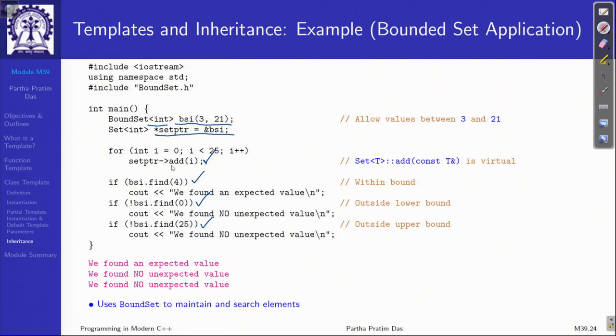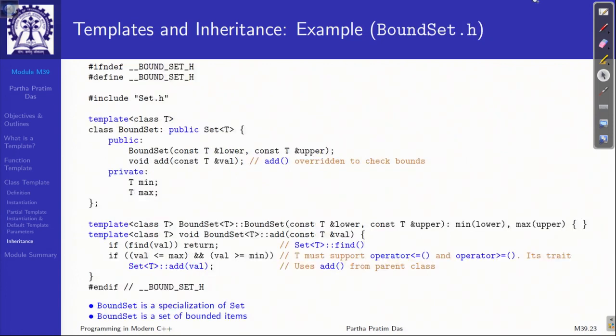All values from 0 to 25 have been attempted to be added with the bound of 3 and 21. So, naturally 0, 1, 2 could not have been added, and 22, 23, 24, 25 could not have been added. So, this will succeed, this will fail on 0, this will fail on 25, and that is what you get. This is a simple illustration of what you can inherit and create a specialized definition from.